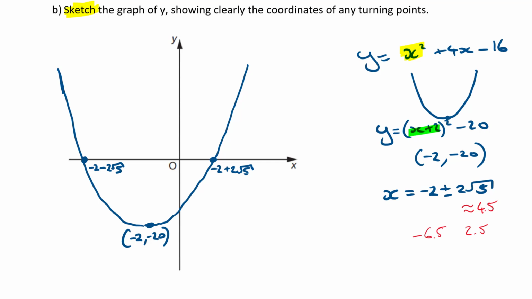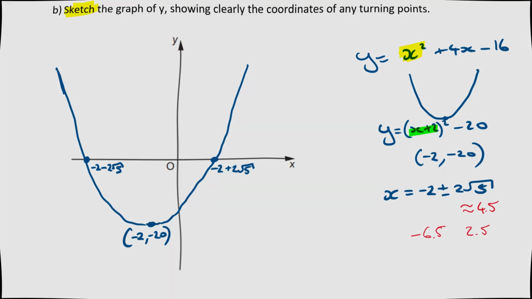It's got the general shape of a parabola. It's a U-shaped parabola, not a frowny one. It's a smiley one. I've got the turning point marked at minus 2, minus 20. And I've got my two roots, negative 2 minus 2 root 5 and negative 2 plus 2 root 5. So I've got all the information on there. That's a good sketch. Let's move on.